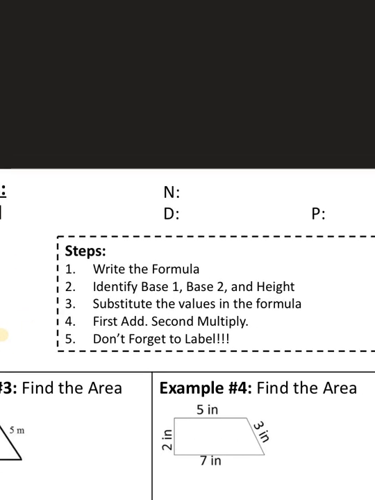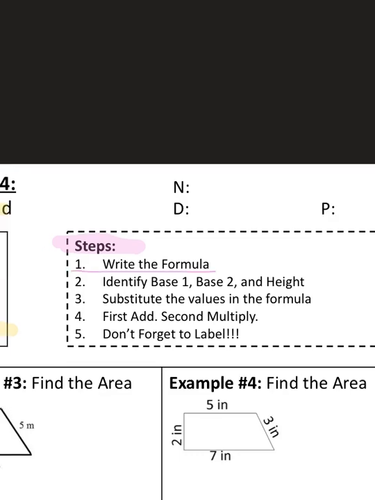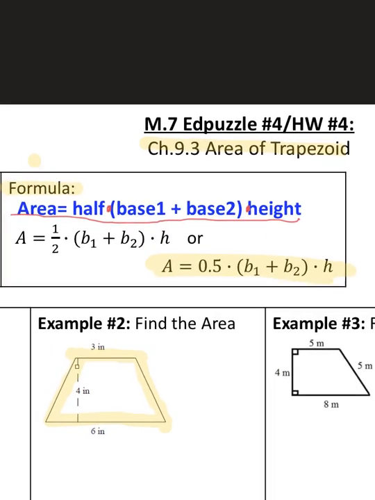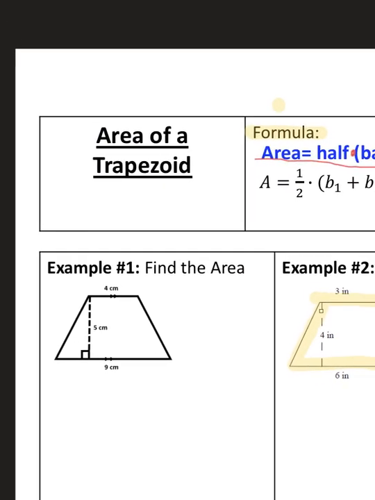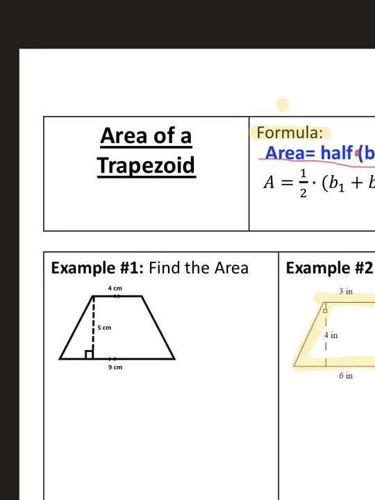All right, here are your steps. We are going to go through these steps right now. I would probably pause the video and write down the steps. The first step is to write down the formula. So for example 1, let's go ahead and write down the formula. Double checking, our formula is 0.5 times B1 plus B2 times H. Let's write that down every time so you can help yourself remember it.